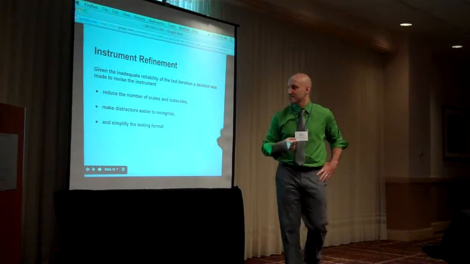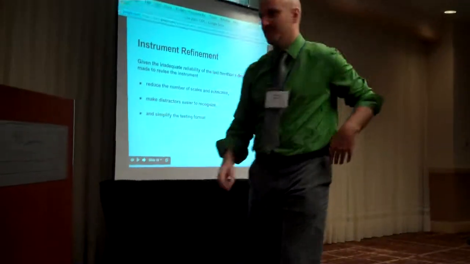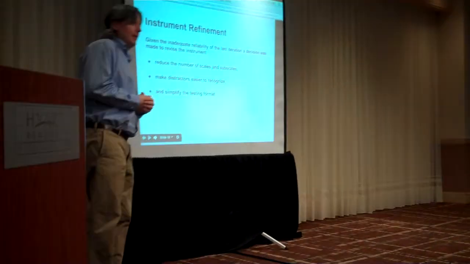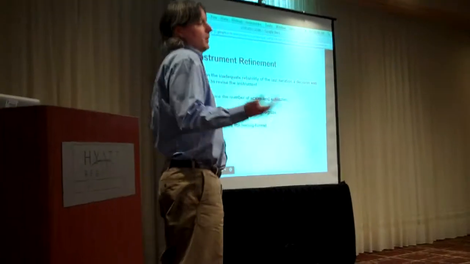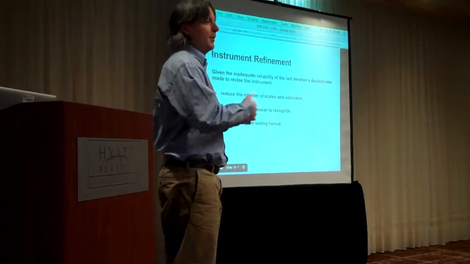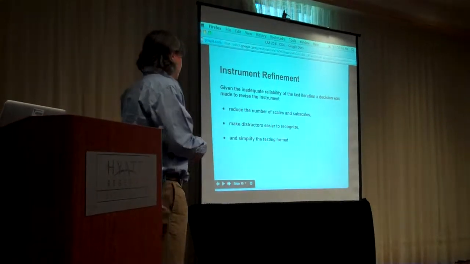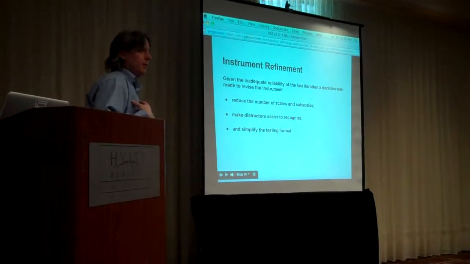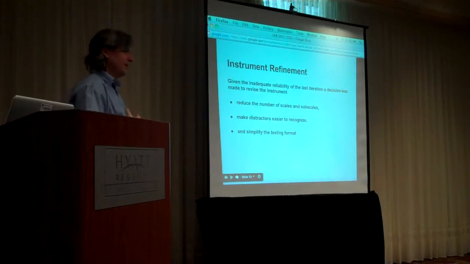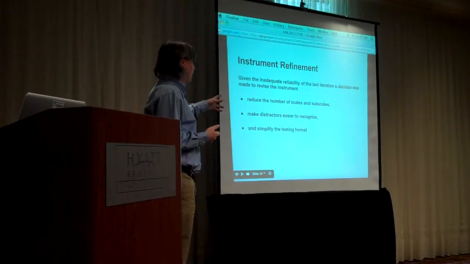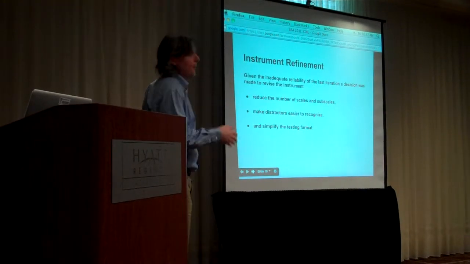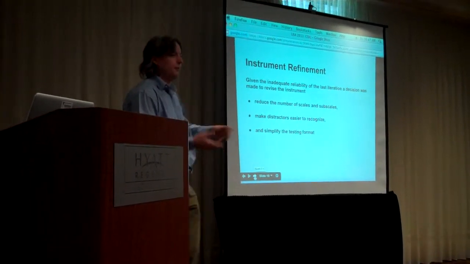So basically, looking at the coefficient alphas in our first round, they're below 0.2. We're basically measuring a lot of noise. They gave an instrument, and they did well, but it was just noise. So I had to do the same instrument, but luckily he got to mess it up first, so I got to refine it. To make it easier, I reduced the number of scales and subscales. I made the distractors easier to recognize, and I had to simplify the test format.